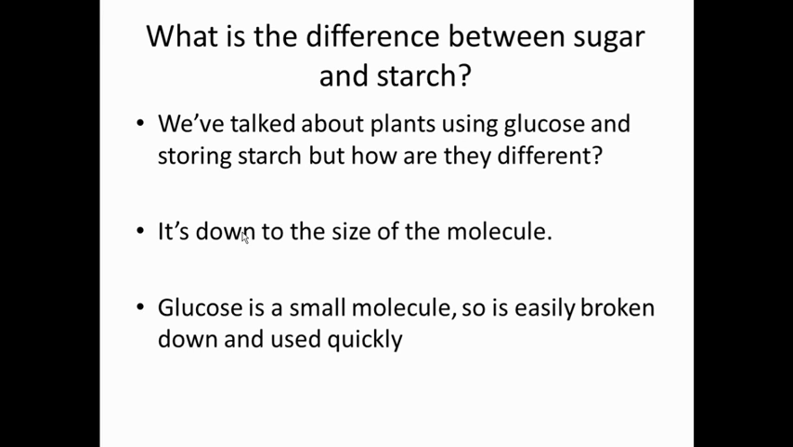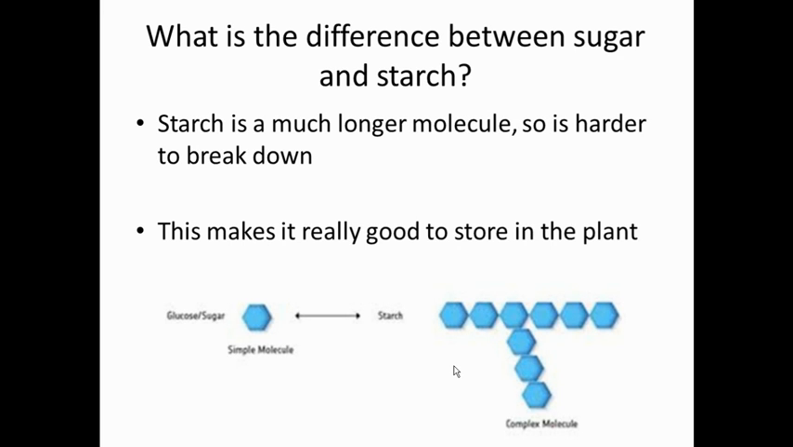So I've said really quickly about the size of the molecules, what's the difference between glucose and starch. We've talked about plants using glucose and storing starch, but how are they different? Like I said earlier, the glucose molecule is really, really small, so it's easy to break down and use straight away by the plant. The plant can use it straight away for all of these processes, for respiration, for making proteins, because it's nice and small, easy to break down. Starch is a much longer molecule, so it's harder to break down, which makes it really good as storage.